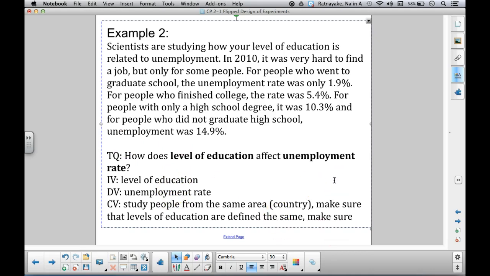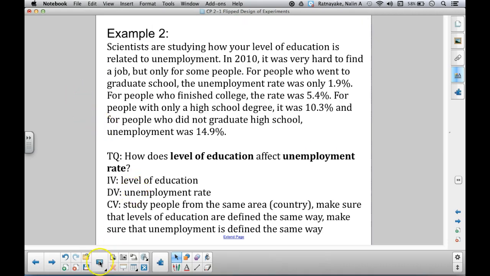I should probably make sure that unemployment is defined the same way. If I define unemployment as just temporarily out of a job, that's one thing. If I define unemployment as I've completely given up looking for a job because I'm never going to find one, then that's also something else. Okay?